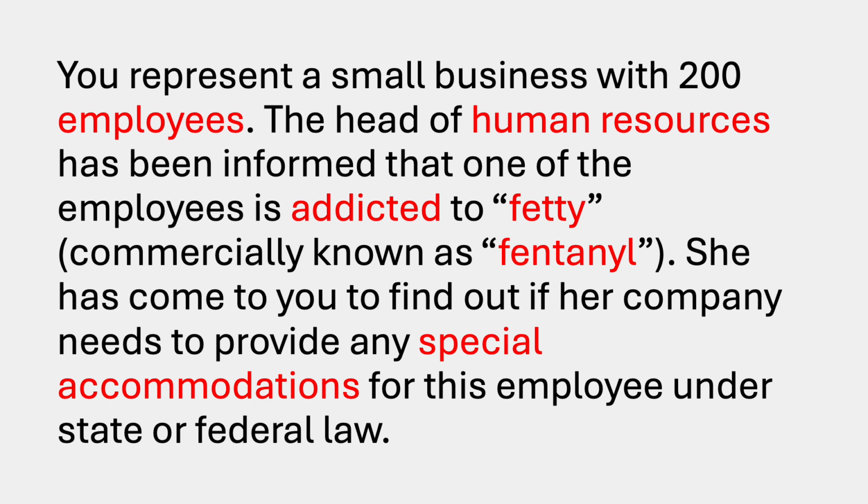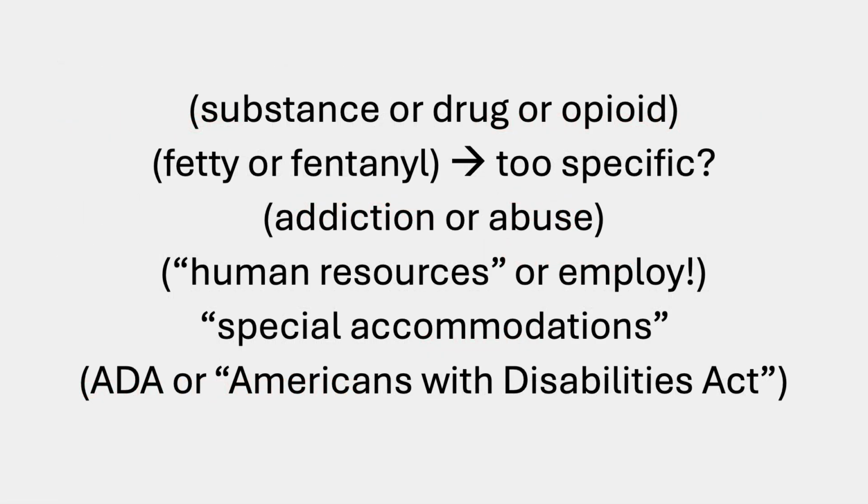So now let's start to think about putting some of these together, okay? Some examples here. These are not exhaustive, right? These are just some examples. So we looked at Fetty or fentanyl. Is that too specific, right? Maybe we need to use substance or drug or opioid. And we want to look for each of those, right? Maybe if we don't use those together, we're missing some important results if we were to just use drug or just use opioid. We want to use substance as well.